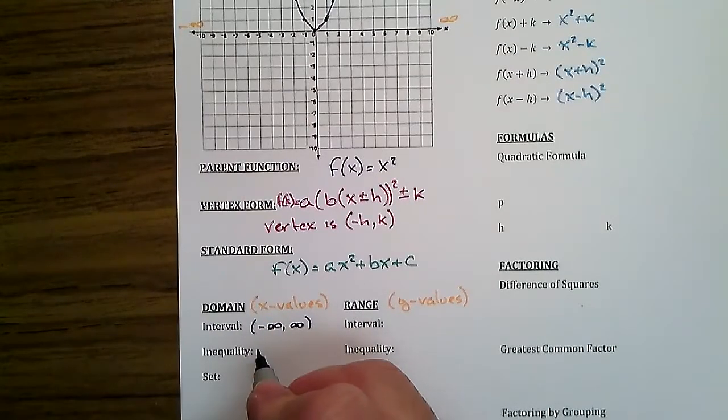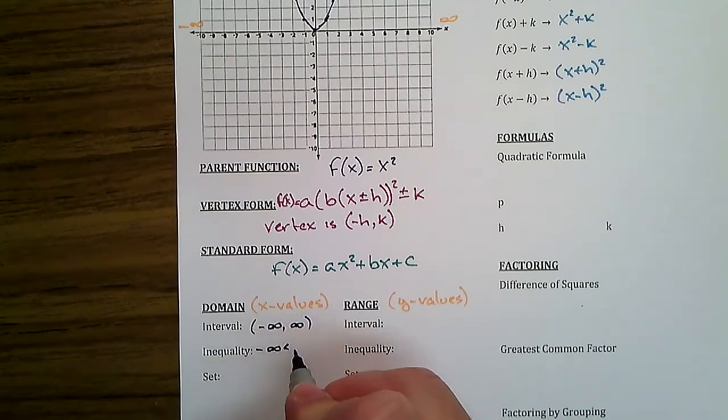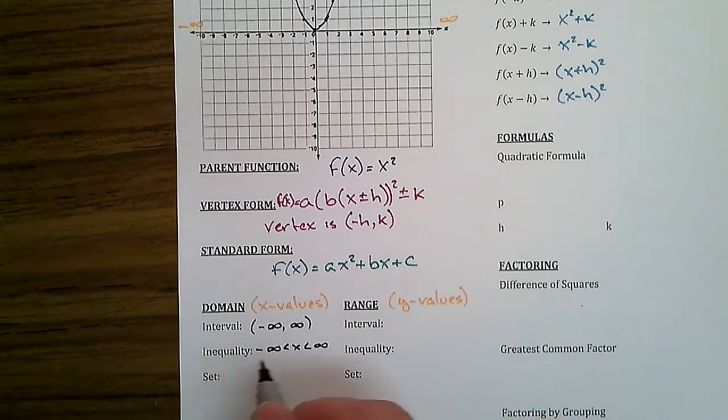And our inequality is just simply negative infinity less than x less than infinity. And our set notation is our inequality notation with our brace x bar negative infinity less than x less than infinity brace.